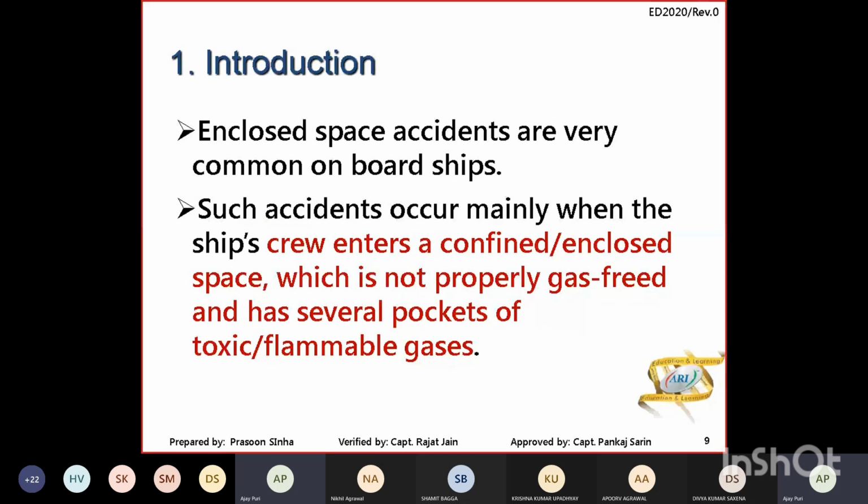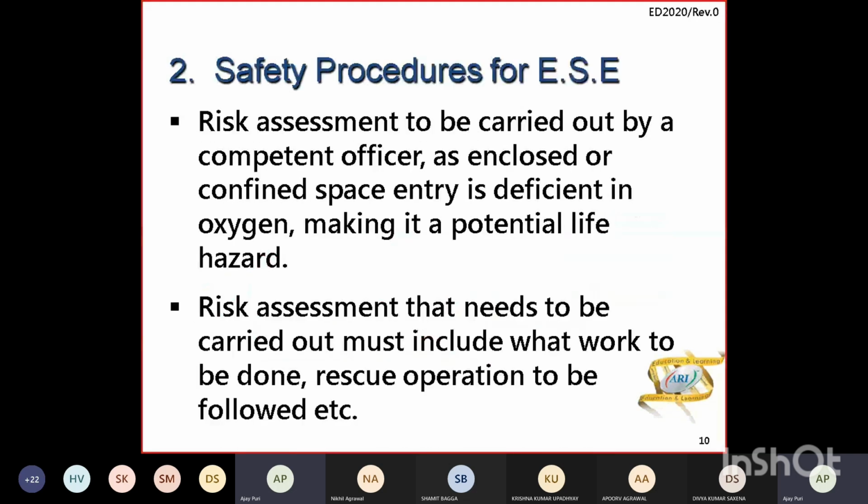So you'll have a lot of accidents you've been having in enclosed spaces. And this occurs whenever your ship crew enters a confined space which is not properly gas free and has got several pockets of toxic flammable gases. So risk assessment has to be done by a competent officer as your confined spaces are deficient in oxygen. Therefore, it is a life hazard. So the risk assessment should be carried out considering what kind of work you have to do, rescue operation, etc.